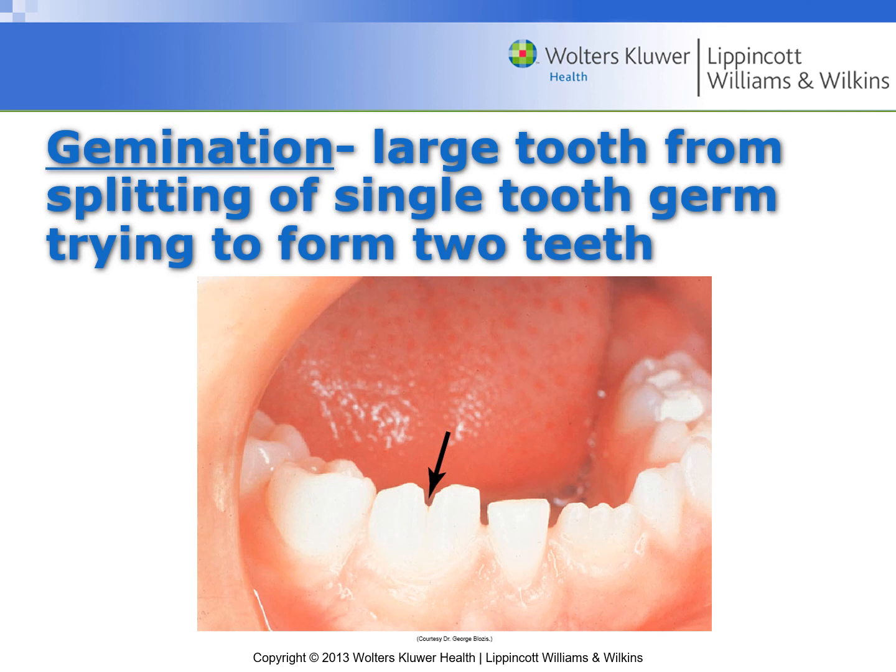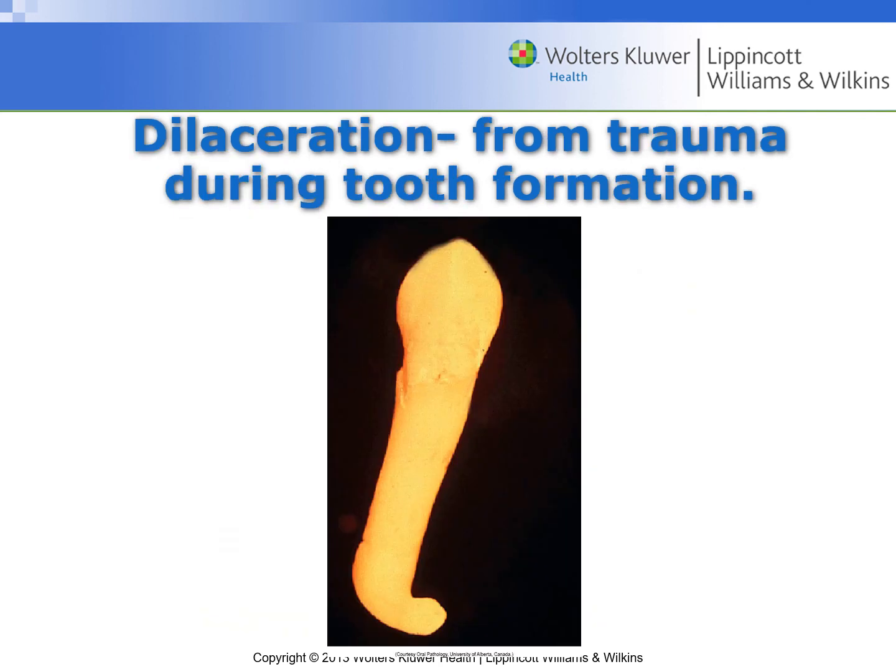So this is gemination. It's a large tooth, way larger. It's like this whole thing is one tooth. It's when the splitting of a single tooth germ tried to form two teeth, but didn't quite make it. So it formed two incisal edges, not just the whole thing right here. That can happen. This is dilaceration.